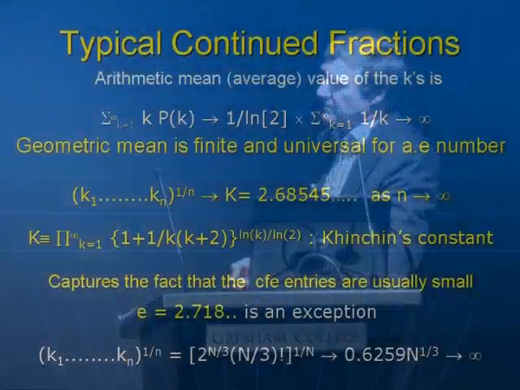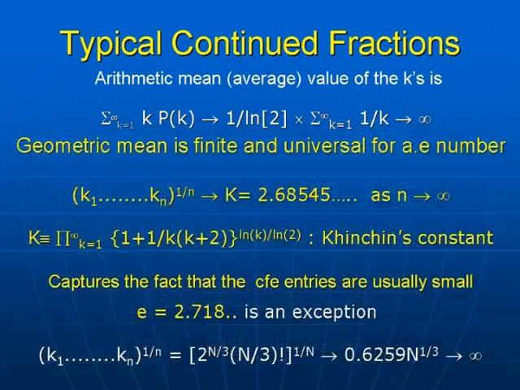If you take the nth root of the continued fraction entries in the staircase, as the number becomes increasingly large, so as n goes to infinity, this geometric mean tends to a universal constant, sometimes called Kuzmin's constant or Khinchin's constant. These two people were greatly involved in proving it in the early years of the 20th century. And its value is about 2.68.